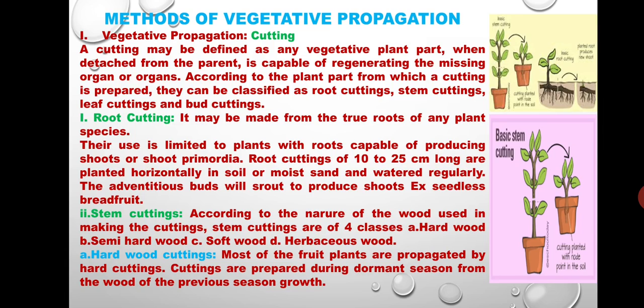Next, we discuss stem cuttings. According to the nature of the wood used in making the cuttings, stem cuttings are of four classes: hardwood, semi-hardwood, softwood, and herbaceous. First, we discuss hardwood cuttings. Most of the fruit plants are propagated by hardwood cuttings. Cuttings are prepared during the dormant season from the wood of the previous season's growth.